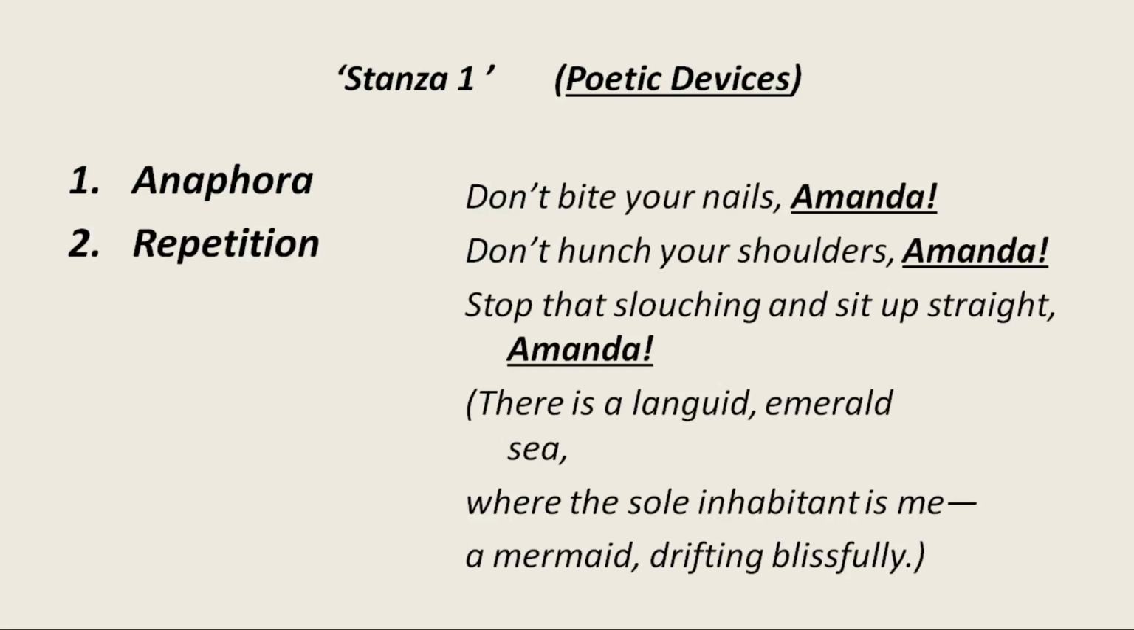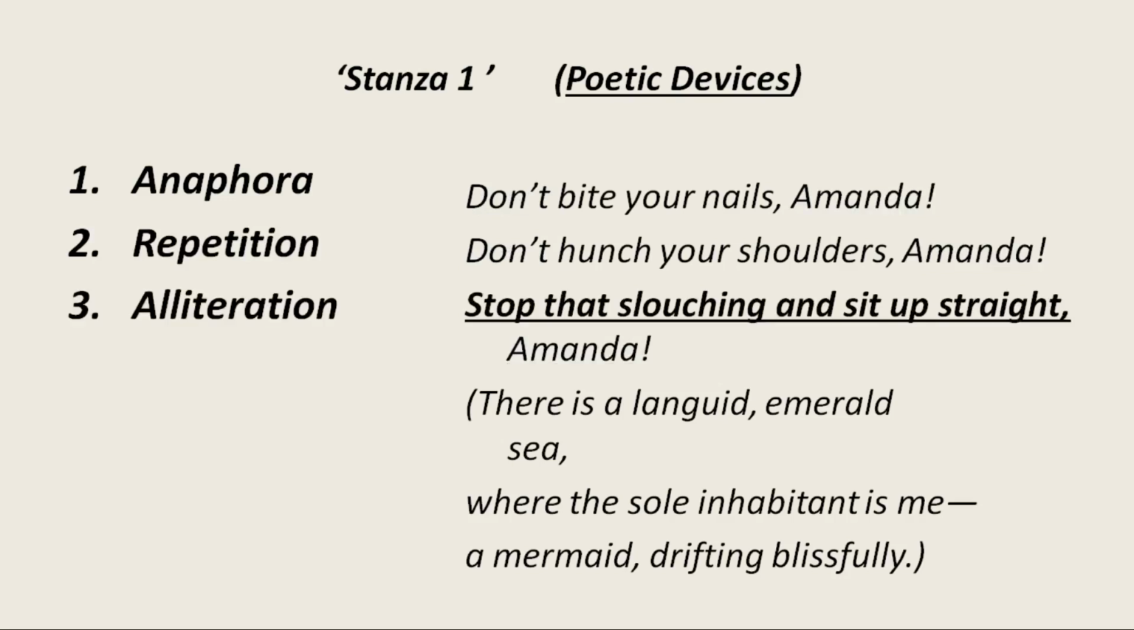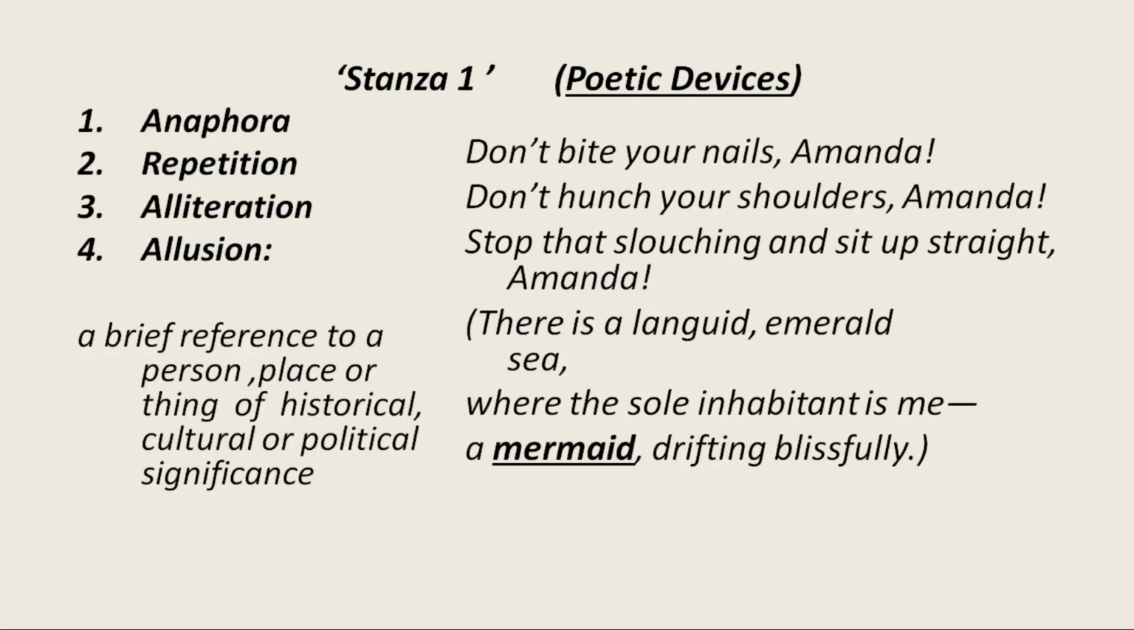Second is repetition. As you can see in the underlined words, the word Amanda is repeated again and again. So it is repetition. Next is alliteration. Stop that slouching and sit up straight. Third line, stop slouching, sit straight. So the S sound is repeated. Alliteration means repetition of a consonant sound in close connection. Here, the S sound is repeated, which is a consonant sound. So we are calling it alliteration.